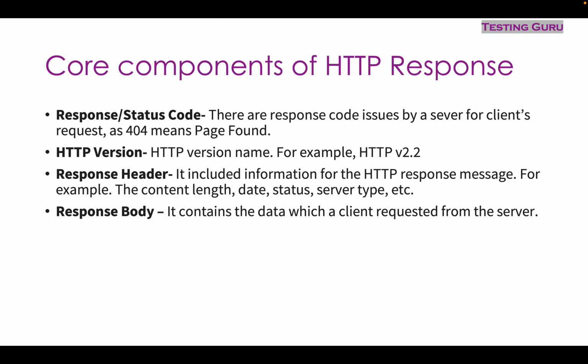And the next one is the HTTP version. For example, HTTP 1.1, 2.0, 3.0, like that we have different versions of HTTP. Those we provide as a part of the HTTP version in the response. And the response header includes the information for the HTTP response message. For example, the content length, date, status, server type, etc. are part of the response header.